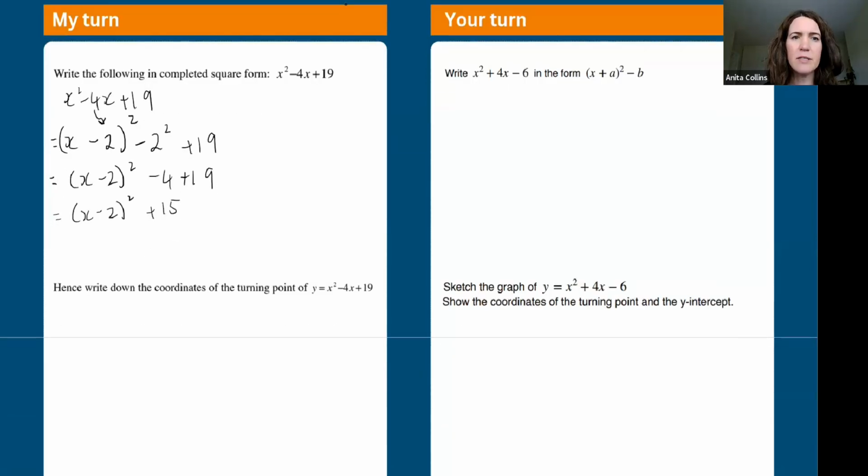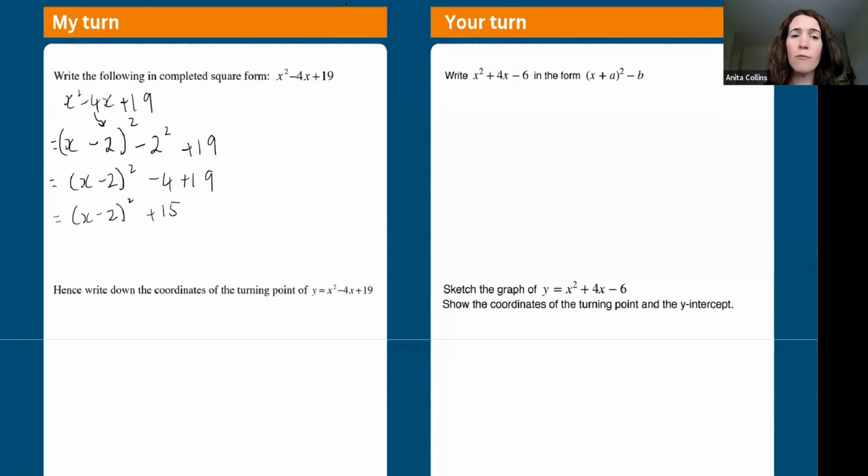On to the next part. Hence, write down the coordinates of the turning point of y equals x squared minus 4x plus 19. In the previous part, we completed the square for x squared minus 4x plus 19. Now we've got the function y equals, so this, you could draw a picture with xy coordinates of this and it would be a U-shaped graph because it's a positive x squared and it has a minimum point.